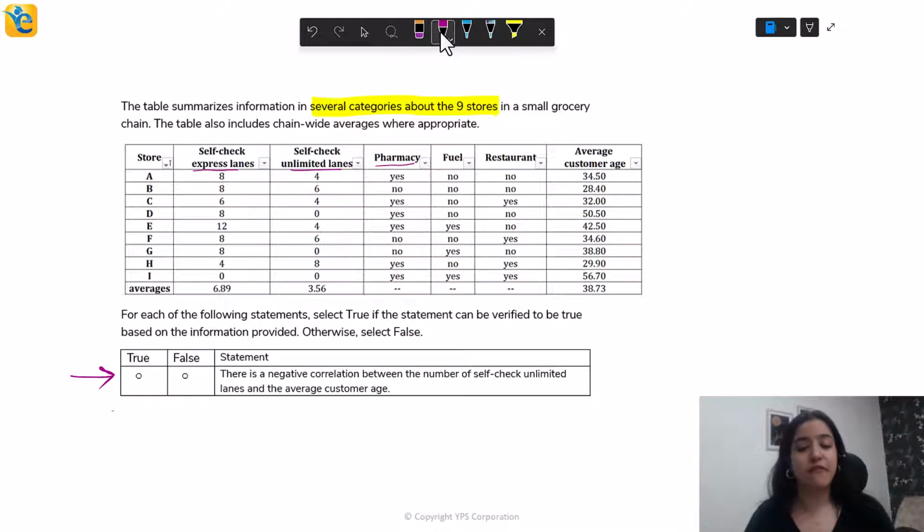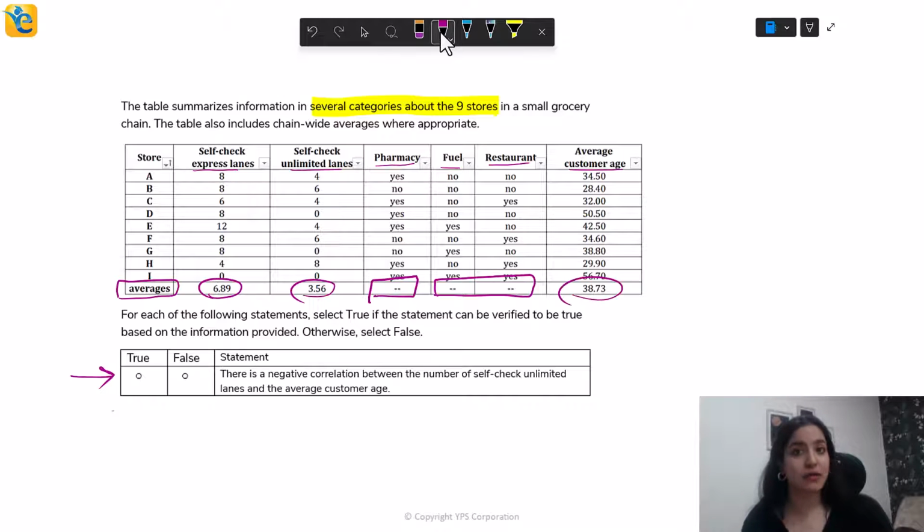Then whether there was a pharmacy there, whether fuel was something that you could get there, whether there was a restaurant there, and average customer age that visited the particular store. And then we also had an average row for some of these columns. Obviously, it doesn't make sense to have an average yes or a no for whether there is a pharmacy or so on. That's why there are these blanks here, and you only have averages for the first two columns, where it's actually numbers you're talking about. And for the last one, of course, again, numbers. We were talking about age.